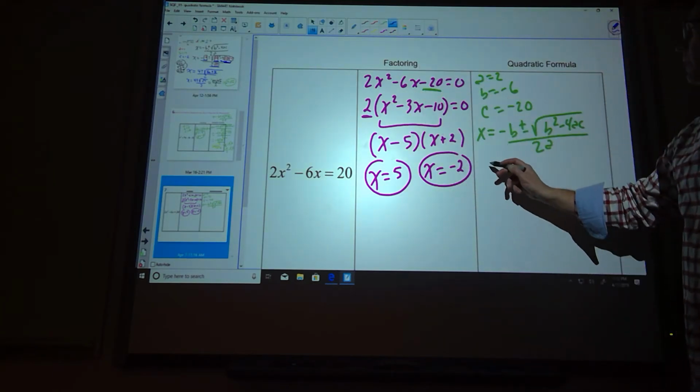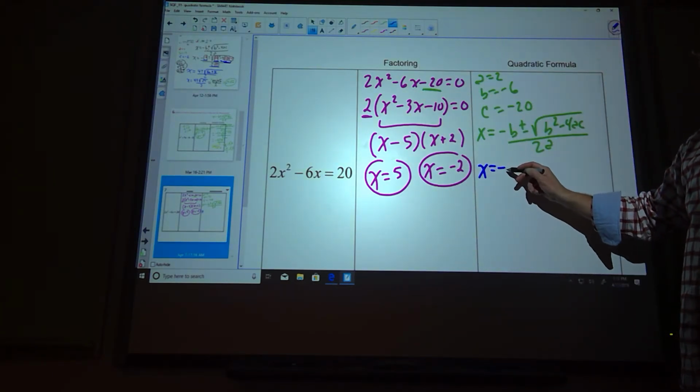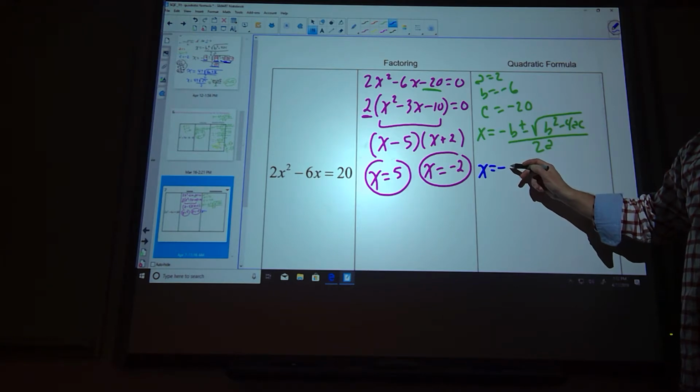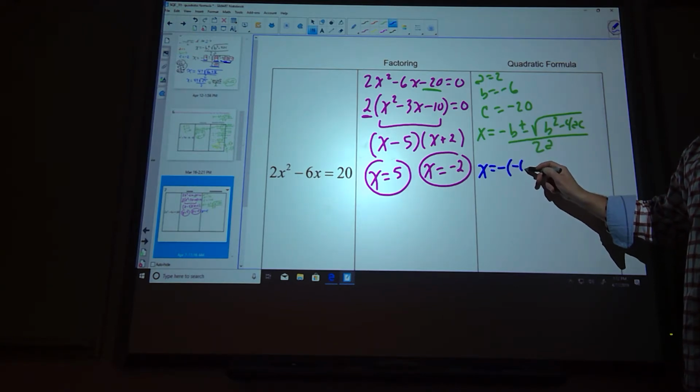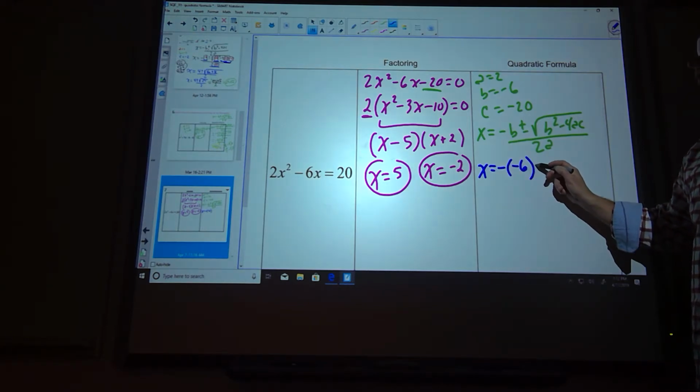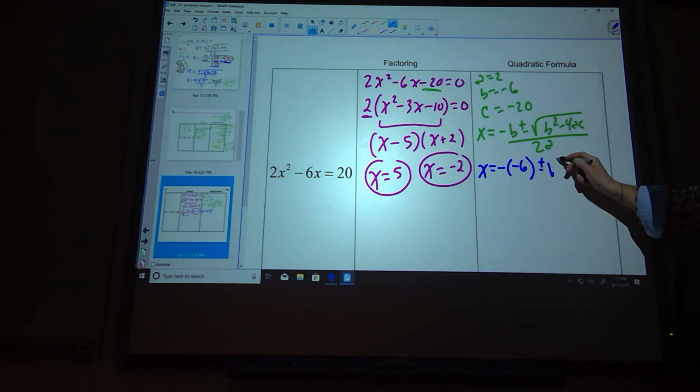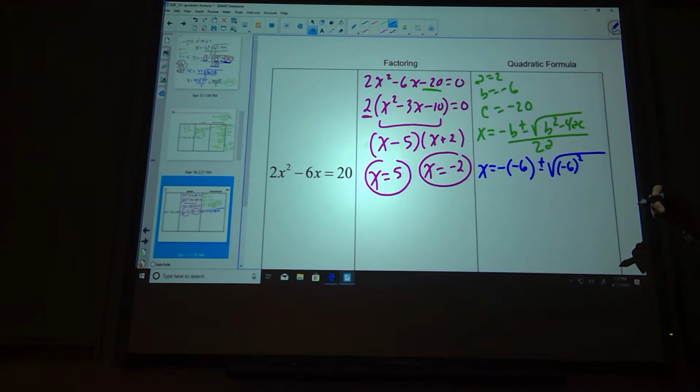All right, let's plug our values in. I get x equals negative b. What's my b value? 6. Close? Negative 6. Negative 6 plus or minus the square root of negative 6 squared. And we know that negative 6 squared has to be positive, right? Even if our calculator says it's negative 36. No! You square any number, negative or positive, it has to become a positive answer.